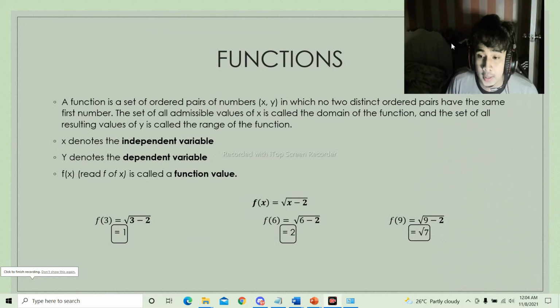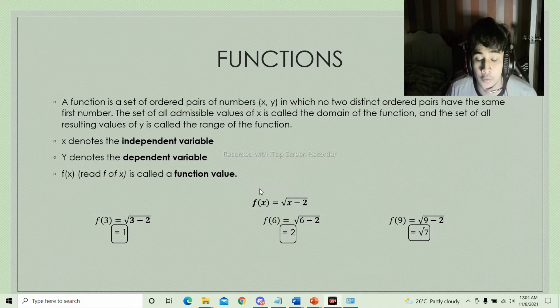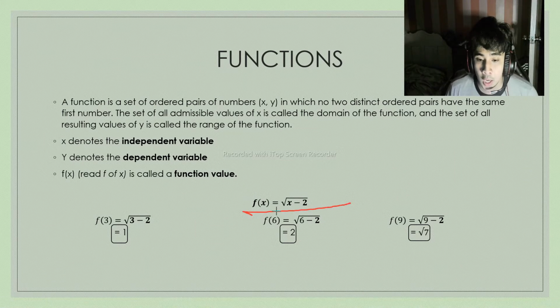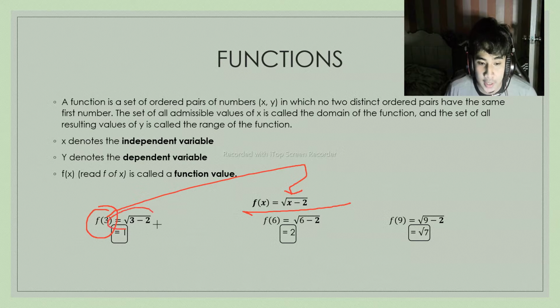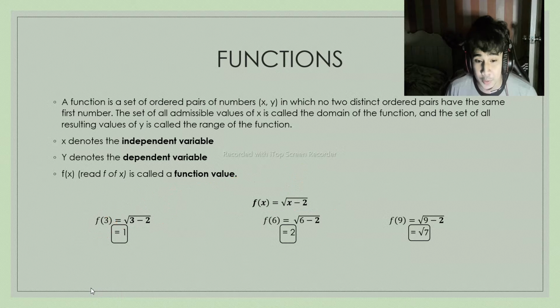So we compute f of x for some specific value of x. So in this equation, right here, f of x is equal to square root of x minus 2. So, ang sinasabi, f of 3 is equal to square root of 3 minus 2. So, we substitute 3 to the value of x. So, meaning, ang magiging equation na niya is right here. F of 3 is equal to square root of 3 minus 2. So, meaning, 3 minus 2 is equal to 1. So, square root of 1 is 1. So, that will be our final answer.